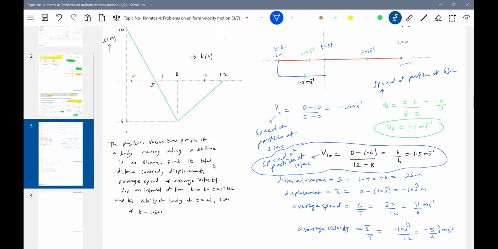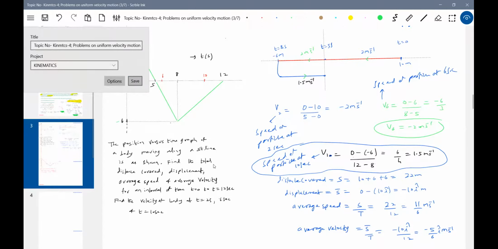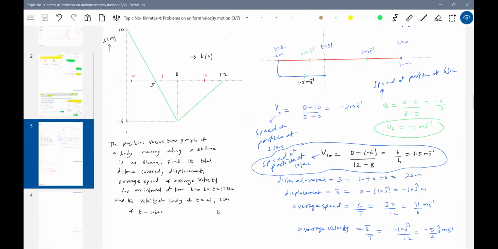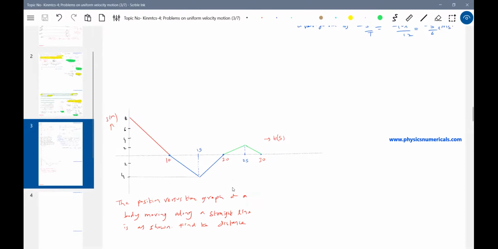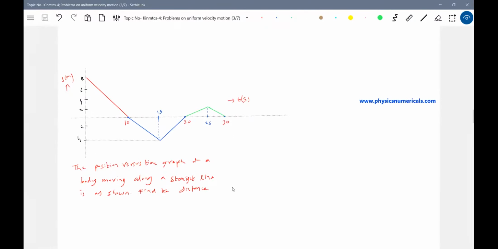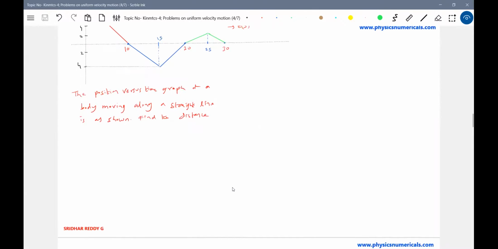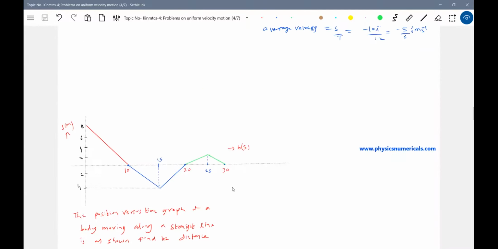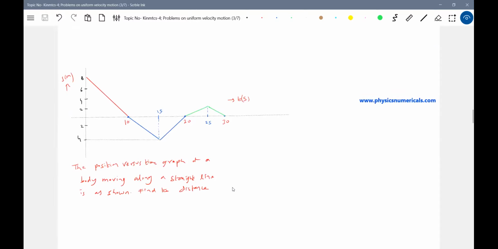Like this, from an ST graph, position versus time, what all can you calculate? You can find out instantaneous speed, distance covered, displacement, average speed, average velocity. All these things you can determine. Okay, we have one more. Some position versus time graph is being displayed.